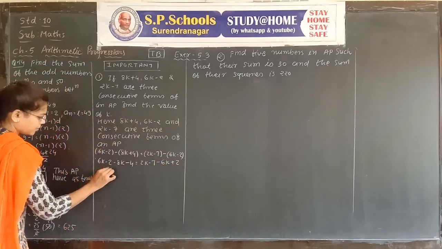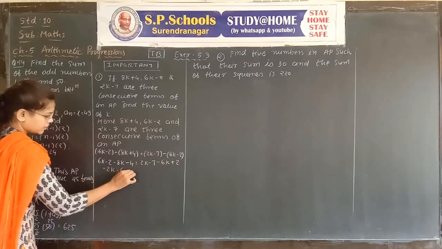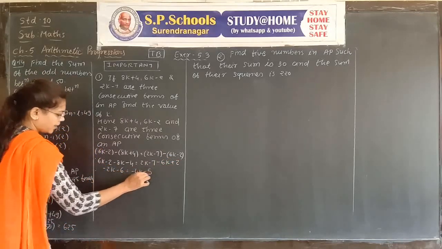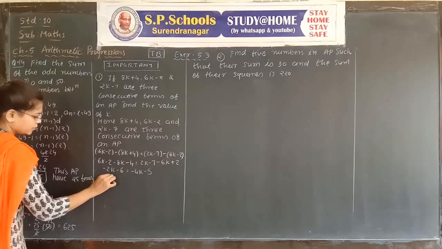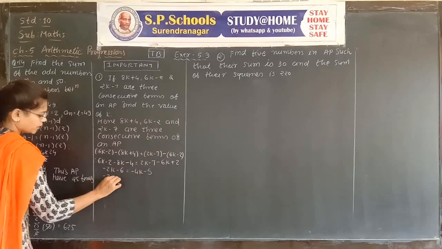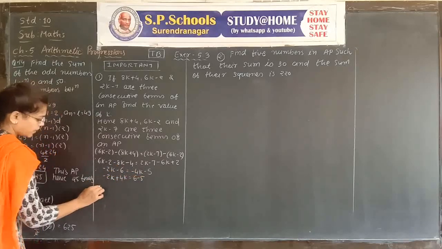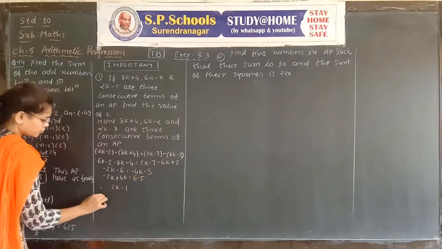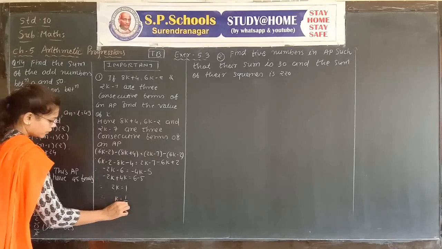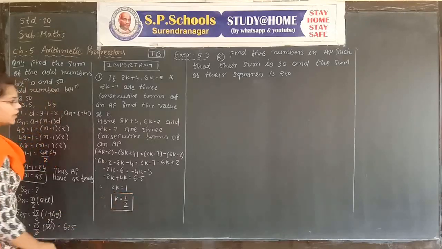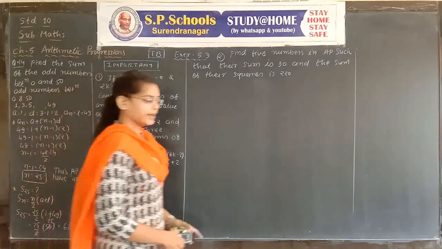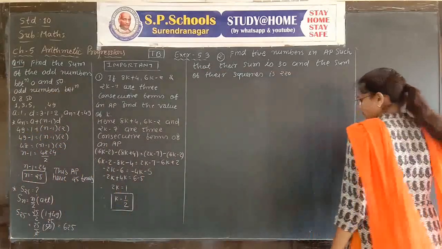6k minus 8k minus 2k minus 6 is equal to minus 4k minus 5. Minus 2k as it is, minus 4k shifted from right to left becomes plus 4k, is equal to 6 minus 5. That's why 2k is equal to 1 and k is equal to 1 upon 2. Hence we find the value of k, which is 1 upon 2.